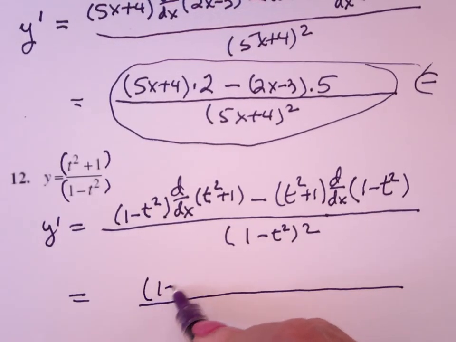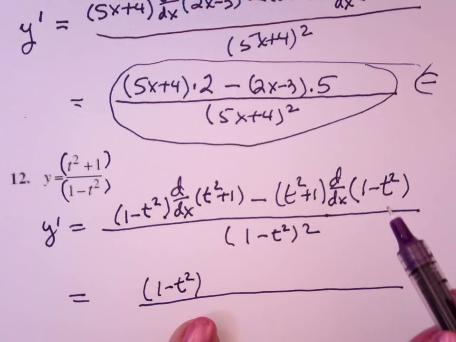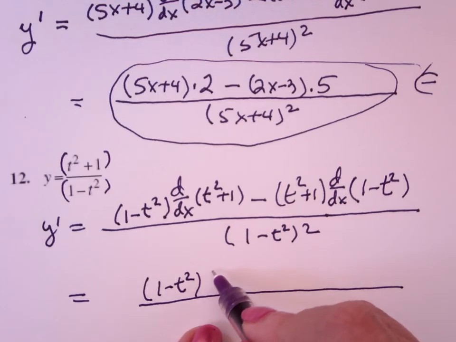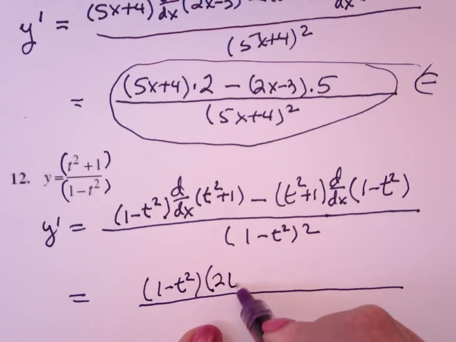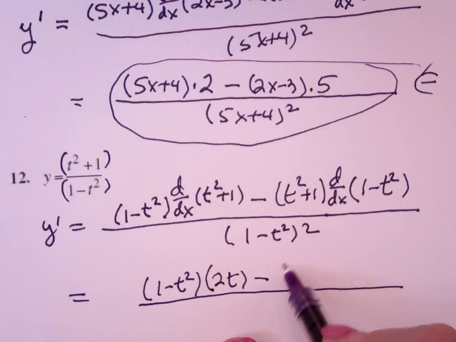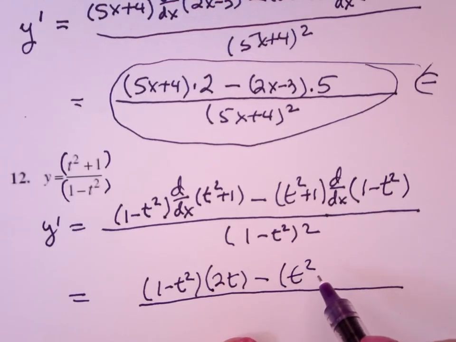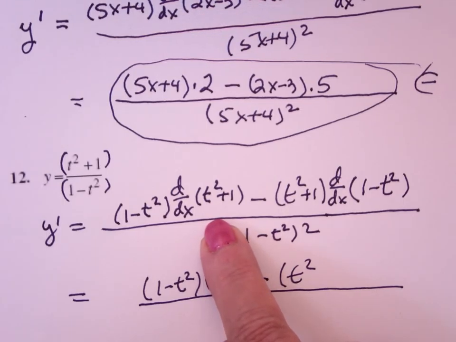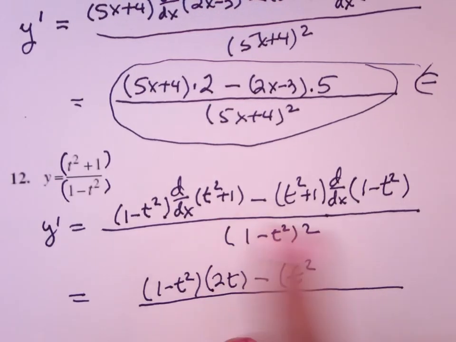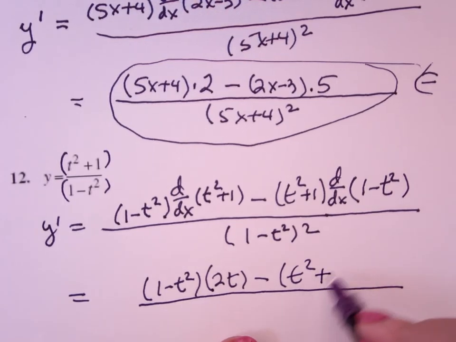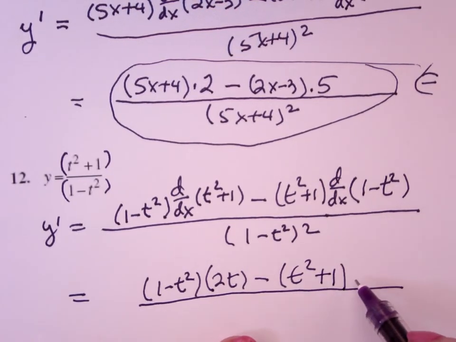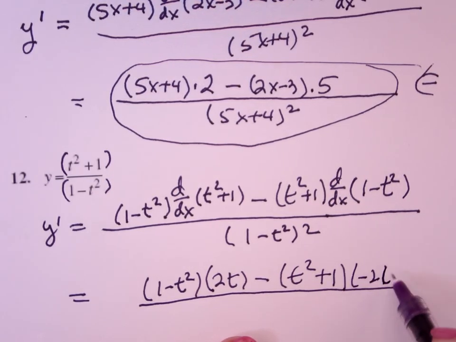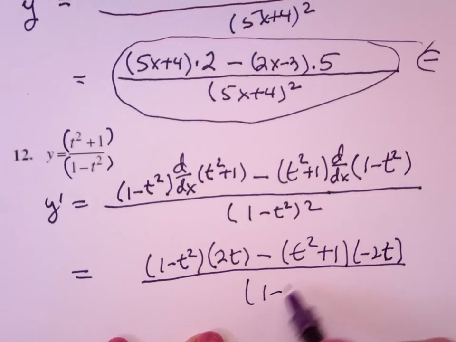1 minus t squared times, what's the derivative of t squared plus 1? 2t. Minus t squared plus 1 times the derivative of 1 minus t squared. Negative 2t. All over 1 minus t squared, squared.